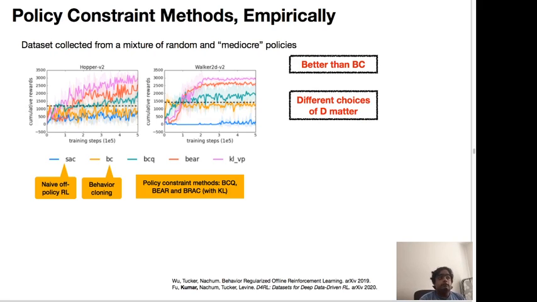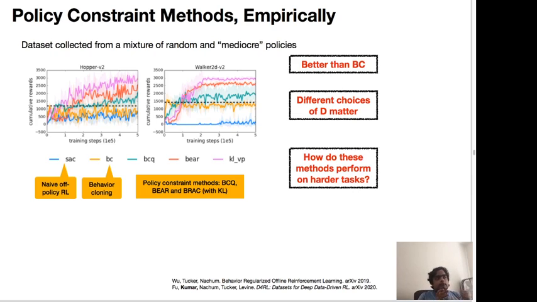Also note that different choices of the divergence D do matter. The different choices here are the MMD distance, which we saw for the red curve for BEAR, basically. BCQ uses some sort of a distribution constraint, and BRAC uses a distribution constraint as well, but it modifies it in a particular way, which we haven't covered in the slides so far. But you are encouraged to check it out in the paper. And what you find here is that there's a huge change in performance by using a particular choice of D in the algorithm.